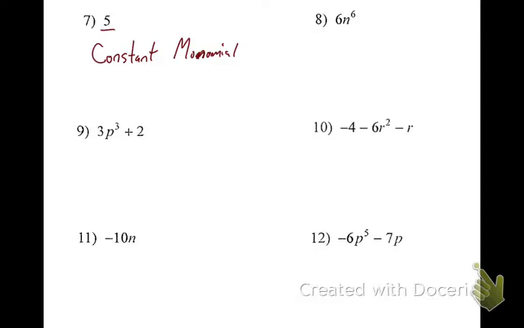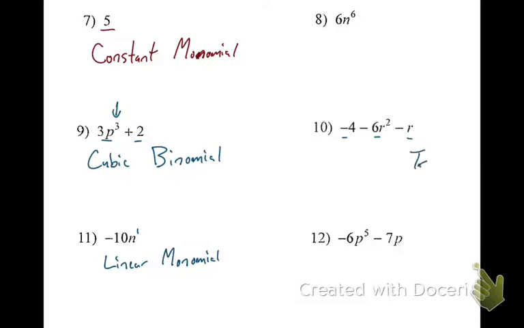All right, next up, 3. That means a cubic. And then there's 1, 2 terms there, so cubic binomial. And then here, the highest degree is 1, so it'll be a linear monomial. Now, there are 3 terms here, so that will turn into a trinomial. Just want to give you a little hint on that one.